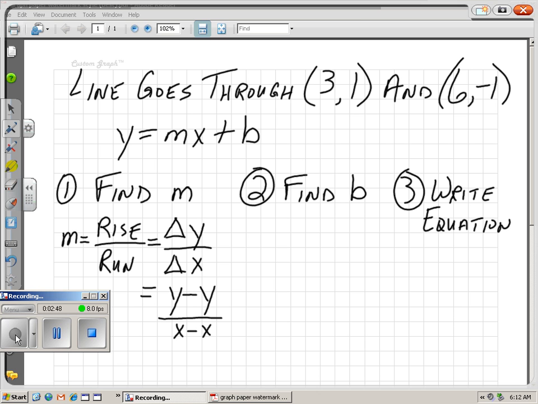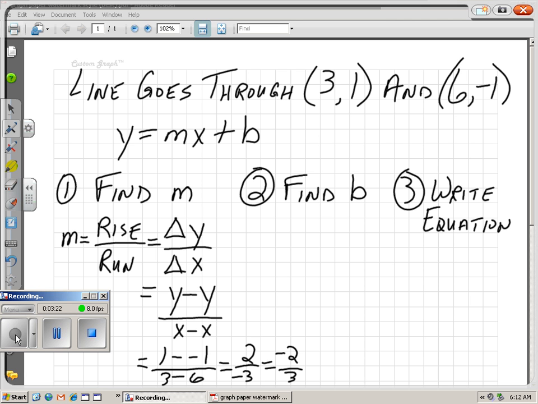Alright, let's subtract our y's. We have 1 minus, careful here, negative 1. So I took my first y, 1, minus my second y, negative 1, over, let's see, 3 minus 6. 1 minus negative 1 is really 1 plus 1. So I have 2 over negative 3. And we don't like negatives in the denominator, so I'm just going to bump it up to the top. Our slope is negative 2/3. So we have our slope.